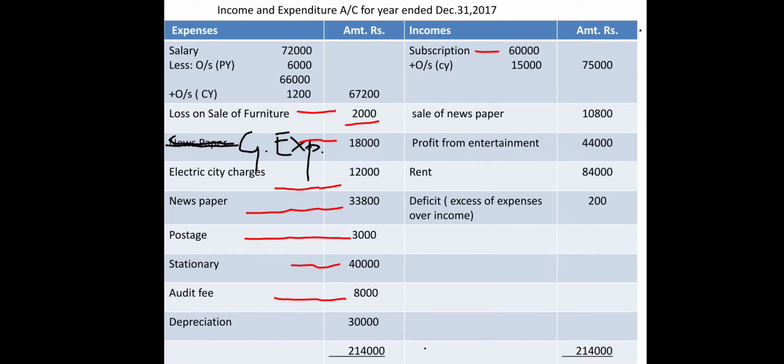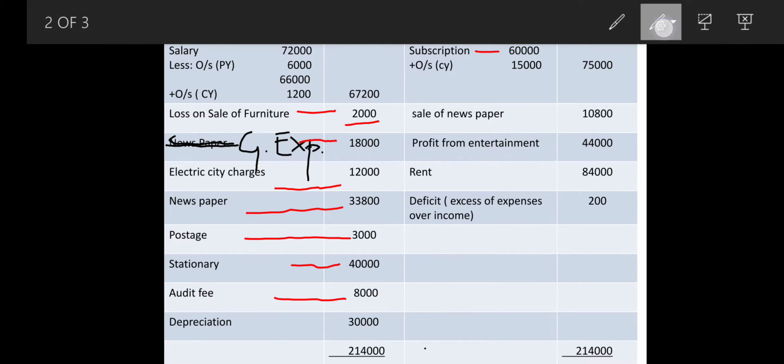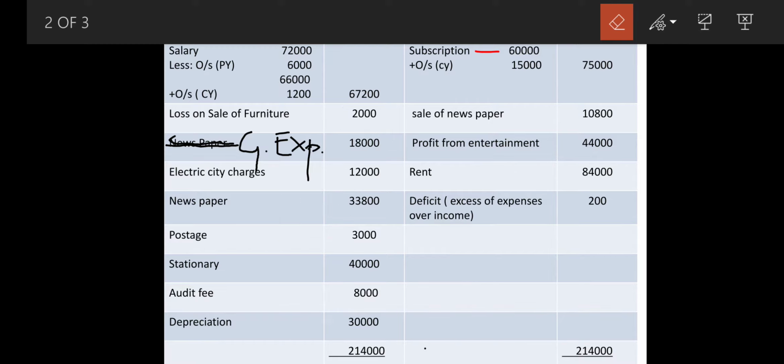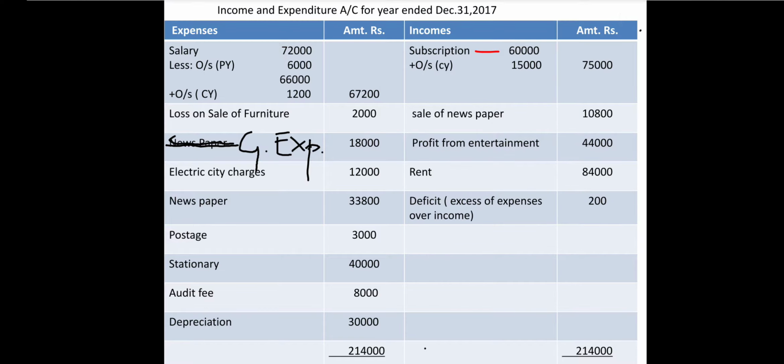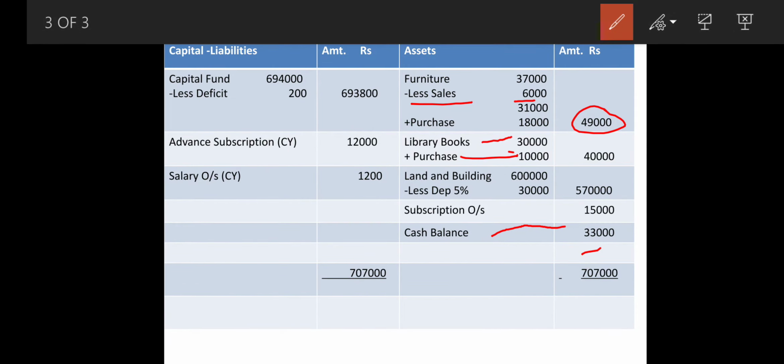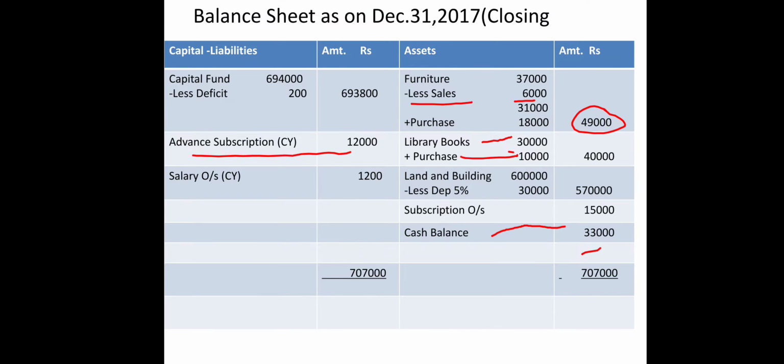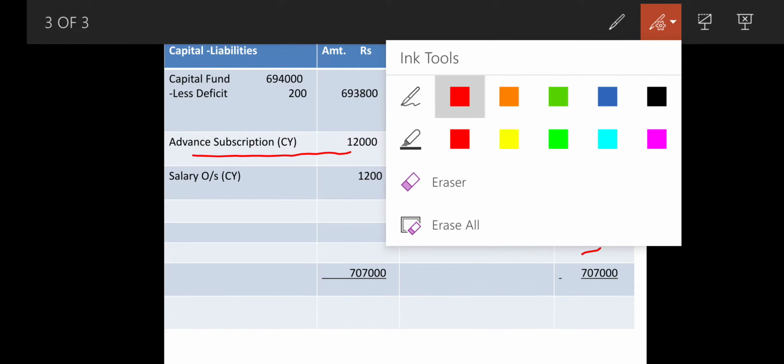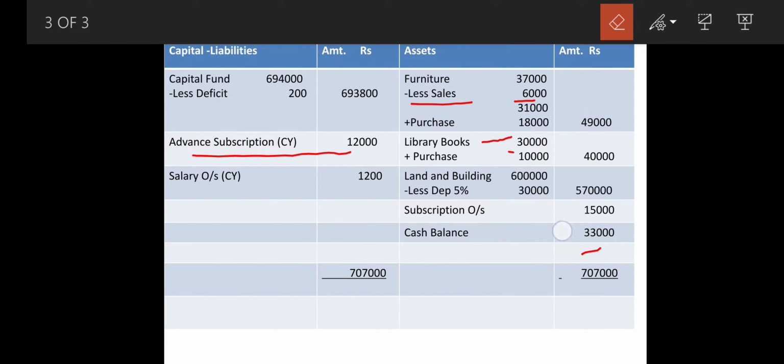Then current year 60,000 we had already transferred. And then comes your next coming year. For next coming year you had given 12,000 rupees. So come to your balance sheet and over there you will write down advance subscription current year rupees 12,000. Advance subscription 12,000. Right?